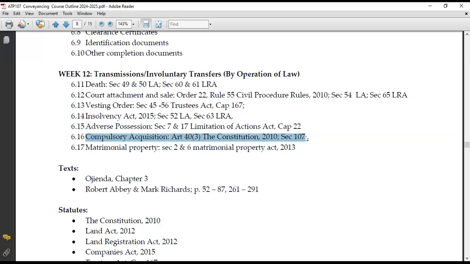Compulsory acquisition has come many times. What has not been tested well in this area is court attachment and sale. You now apply your civil procedure. Vesting orders, insolvency, adverse possession. Adverse possession is only in civil litigation, not in conveyancing. Matrimonial property, where, for example, the wife is held to own a property because of non-contribution upon divorce and all those things. So in this area, except death and compulsory acquisition, polish up all the other areas.